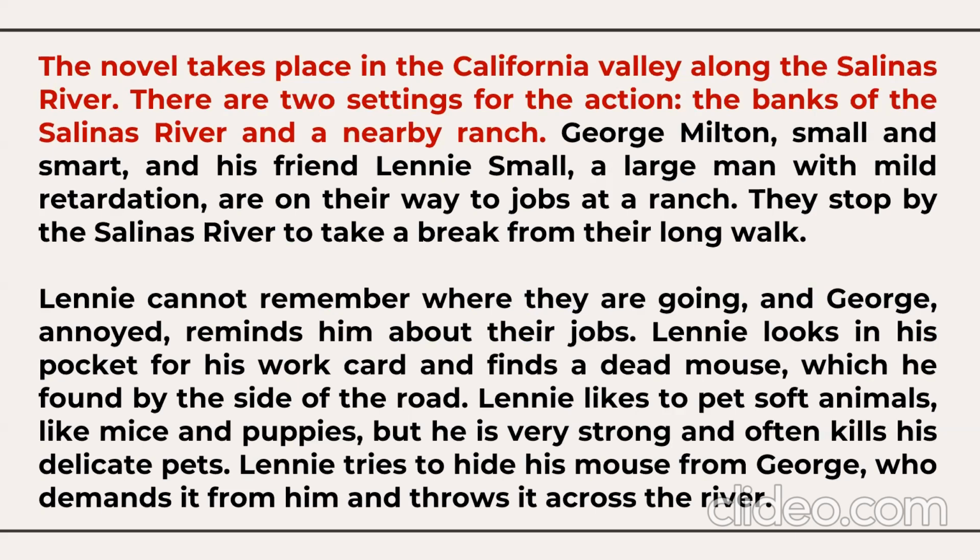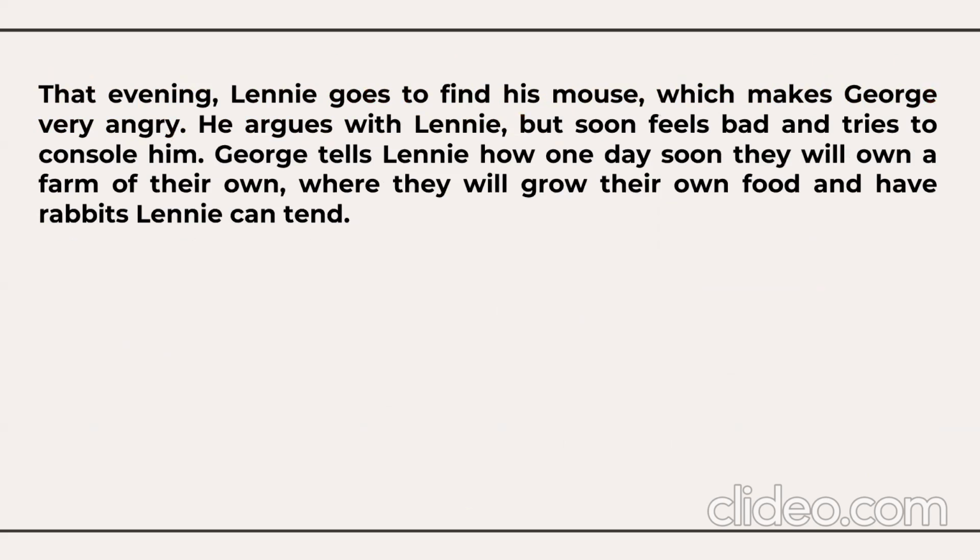Lenny tries to hide his mouse from George, who demands it from him and throws it across the river. So when George came to know that Lenny had a dead mouse in his pocket, George took it and threw it across the river. That evening, Lenny goes to find his mouse, which makes George very angry. He argues with Lenny, but soon feels very bad and he tries to console him.